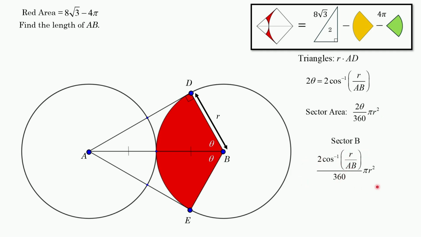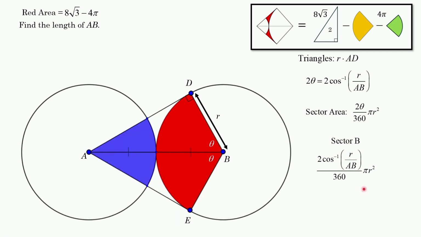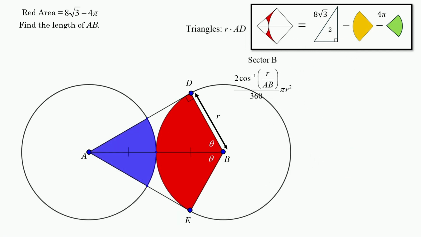So we've got this kind of ugly expression right here. The area of sector A is 2 times arc cosine, the radius divided by AB, over 360 times pi r squared. All right, so we're going to tuck that away. It's going to clean up pretty nice, you'll see. So we'll put that over here.